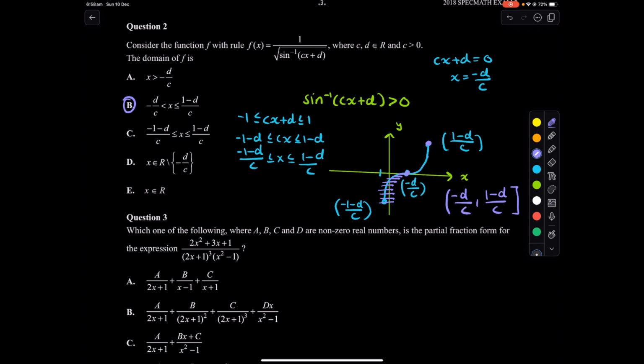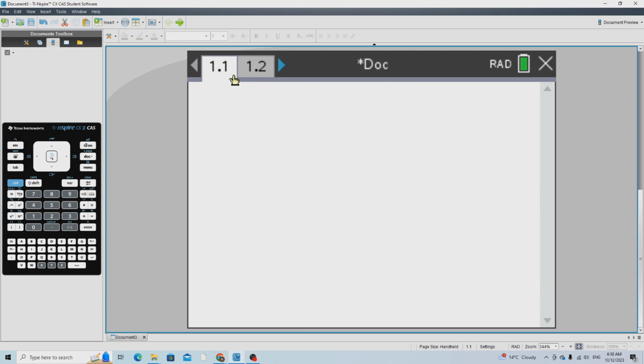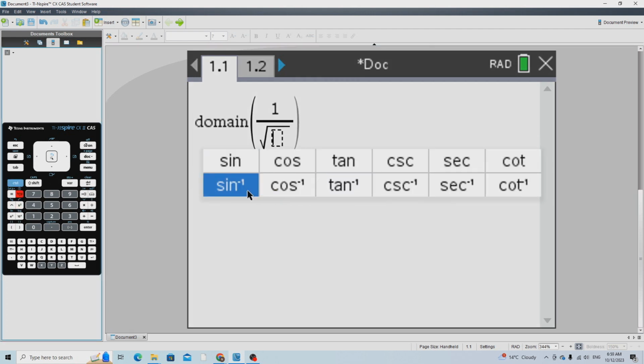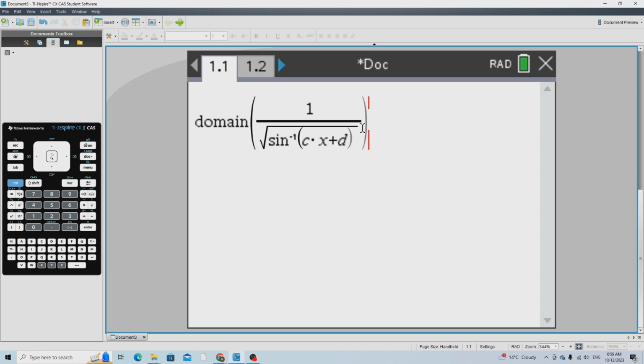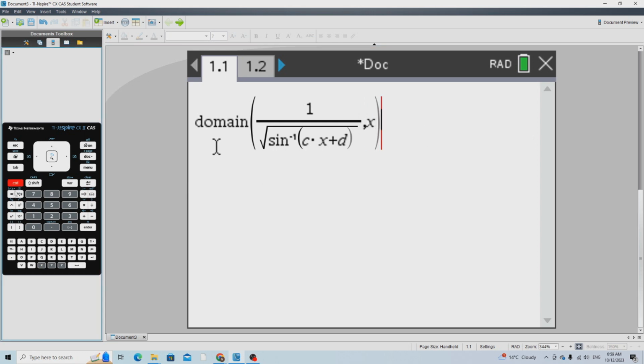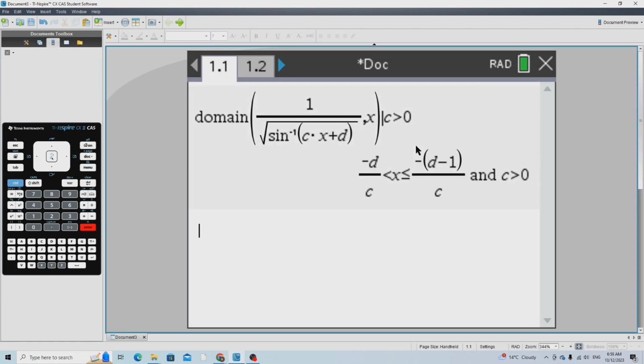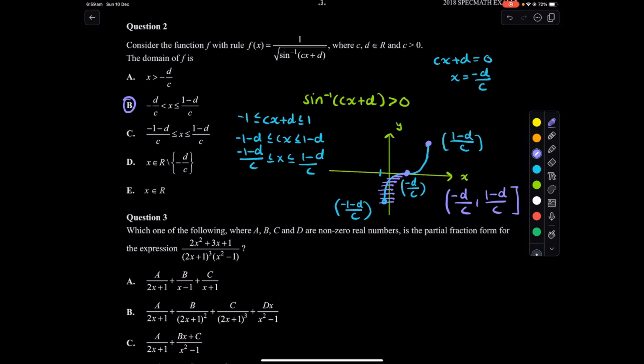So let's see how you do this in a calculator. For example, if you're in exam 1, don't do this method. What I've just done here is what you need to think about, the concepts. Pretty much this is what you want to do. But for example, in exam 2, when you see a question like this, it's very easy. You're just going to go to your calculator and write domain of the function 1 over square root of sine inverse of c times x plus d, comma x, given that c is greater than 0. Enter, and we get the domain, which is this. Same as what we did.